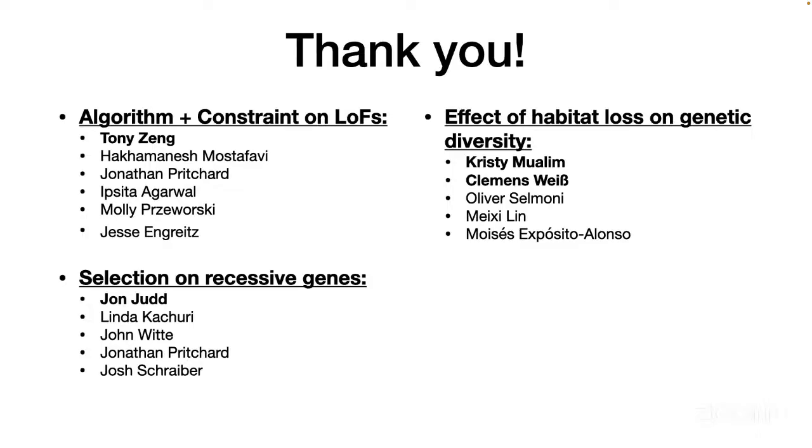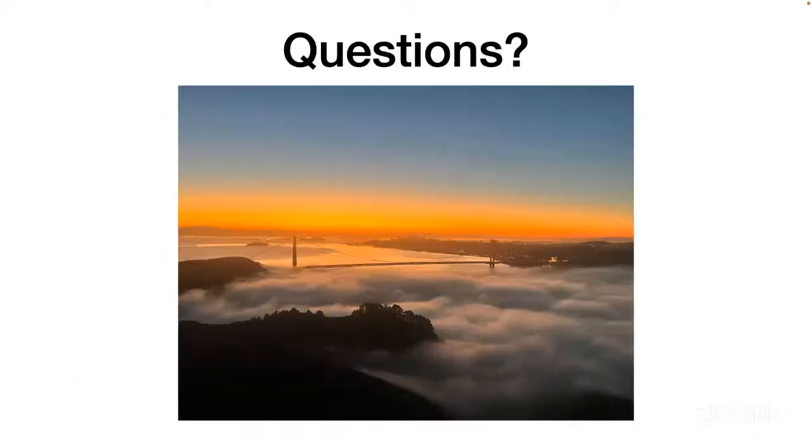Okay, I want to save time to thank everybody. This was a bunch of different projects. The constraint on ELIS was led by this really wonderful grad student, Tony Sung. Selection on recessive genes was led by John Flood and another amazing grad student. And genetic diversity after habitat loss was with Christie and Clemens. These two were both in Jonathan Pritchard's lab, and this was with Moy at Berkeley. Okay, and I think I have 1 minute for questions if anyone has questions.